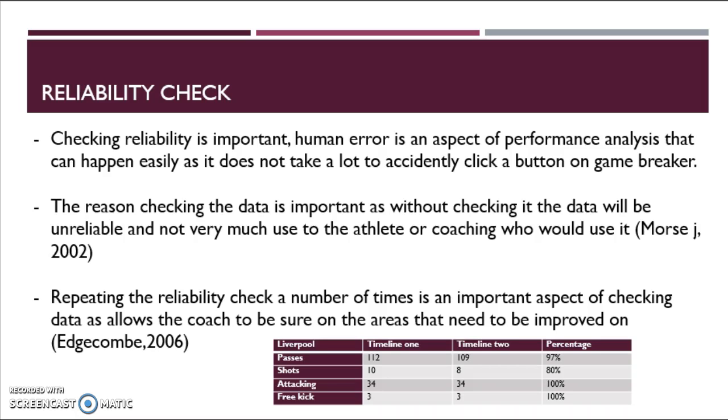From the first and the second timeline, within passes it shows a 97% reliability rate. Within shots, it shows an 80% reliability rate, and within attacking and free kick, it shows 100%. However, this is not 100% reliable. That is just looking at the amount. You can also go back and check the amount of times that the ball was passed and check the moment that the ball was passed every time they had attacking possession and every time they had a free kick.